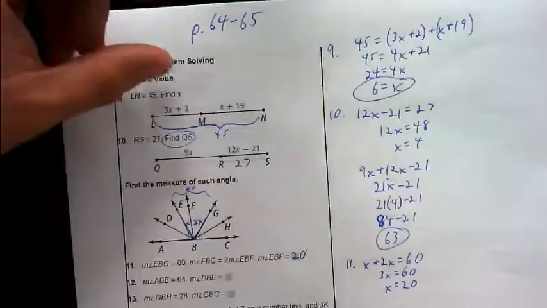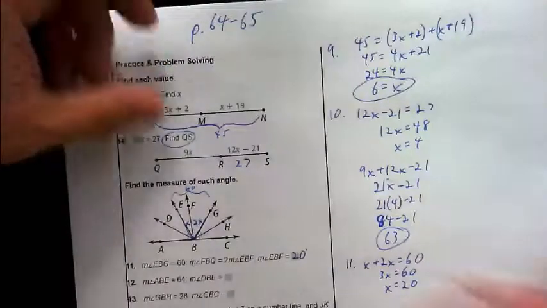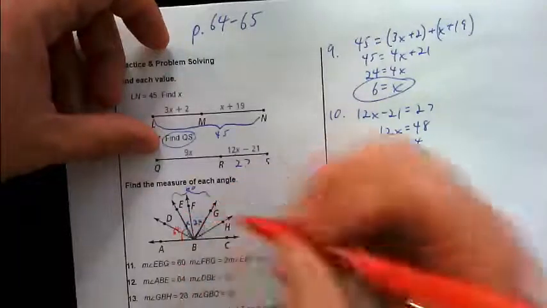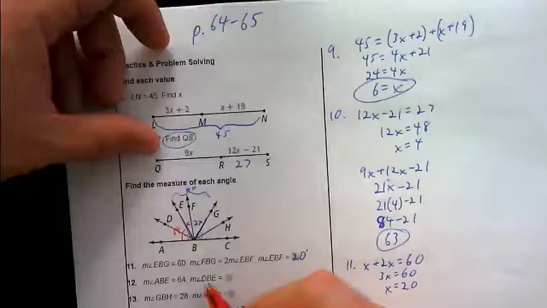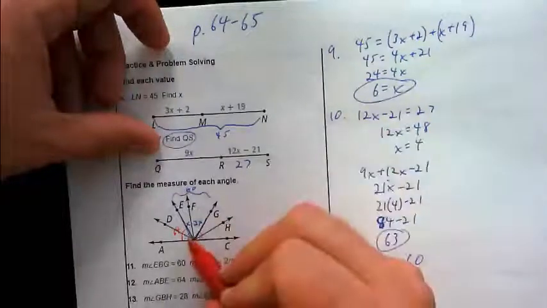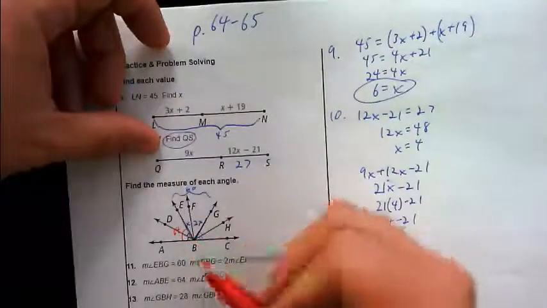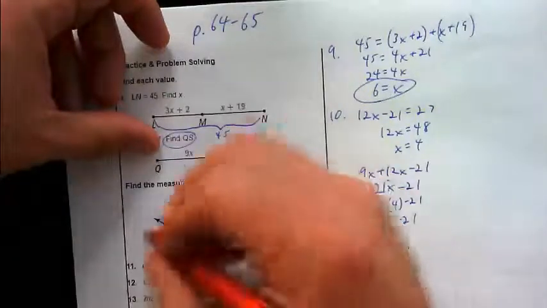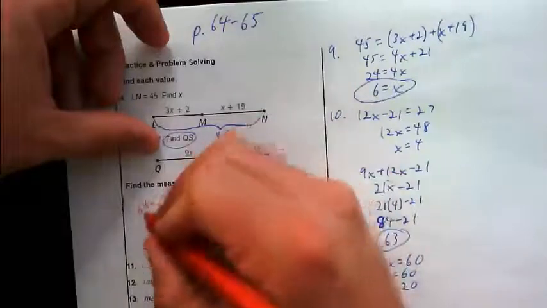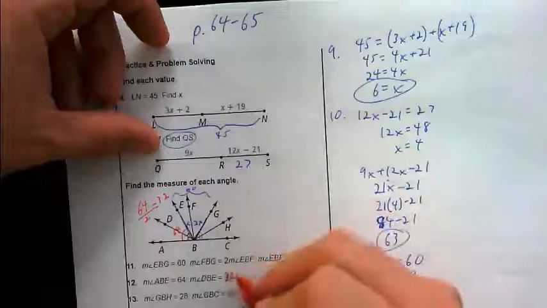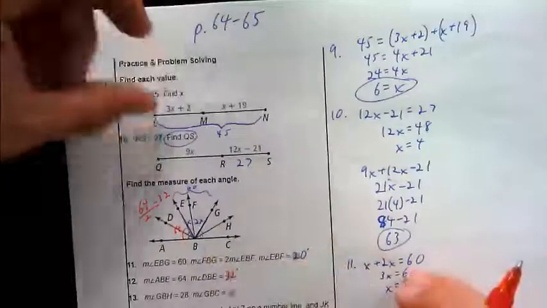On number 12, ABE. ABE, so that's saying this whole thing here is 64. DBE is what they want us to find. Well, look, they have the two congruency marks here, so this one and this one are congruent. If those two are congruent, we need to split this. So 64 divided by 2 is 32. So that's each of those angles is 32.